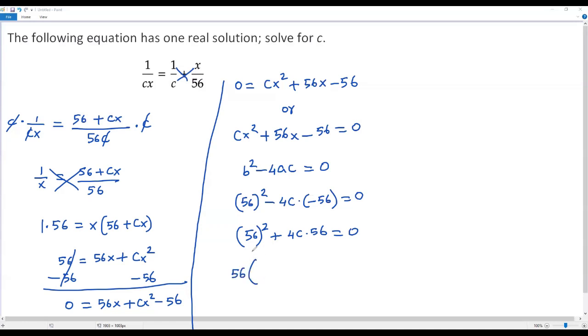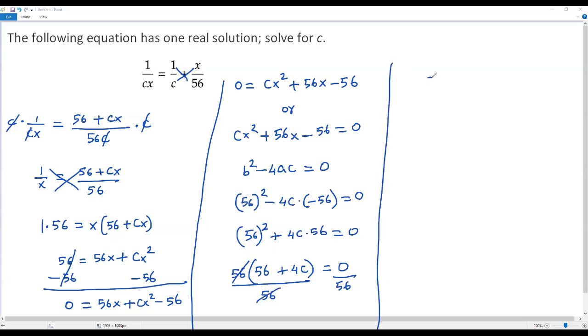When 56 is factored out, to get the stuff inside the parenthesis, we have to divide the terms of the expression by the one I factored, that is 56. When I divide this 56 square by this 56, I'm just getting 56. When I divide this one by this 56, this 56 will cancel out. I'm just getting positive 4c equals 0. Now let me divide both sides of this equation by 56. When I do so, this 56 will cancel out. Then I'm getting 56 positive 4c equals 0.